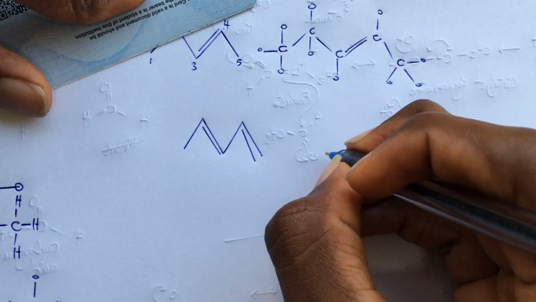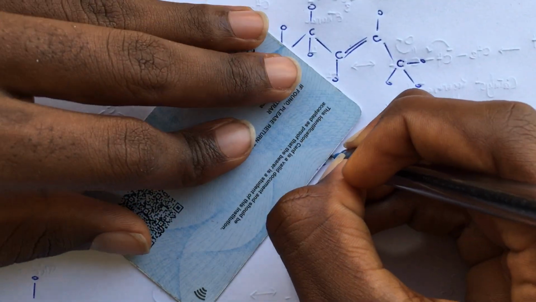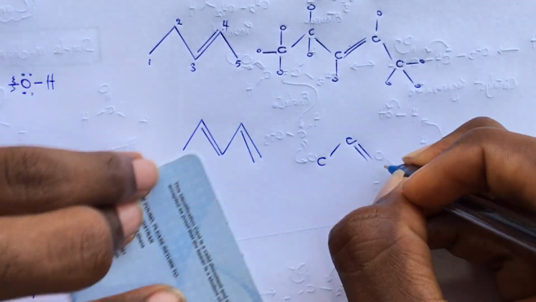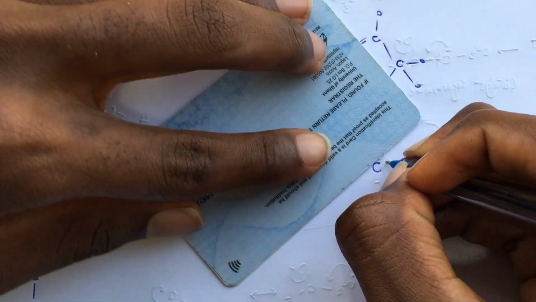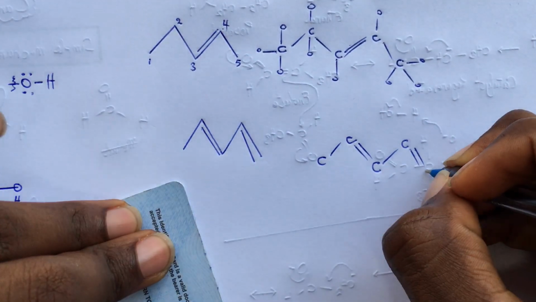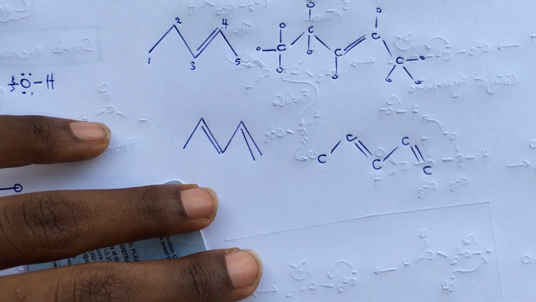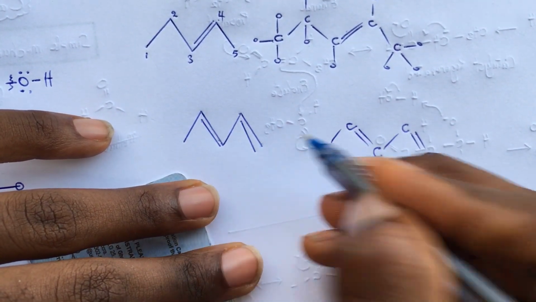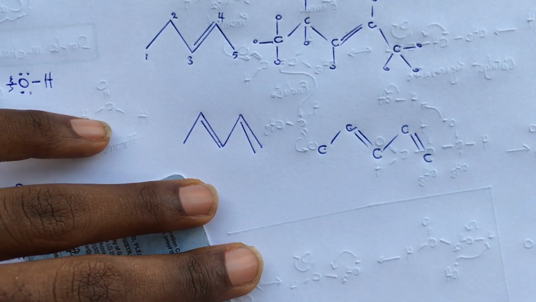If I want to redraw it, I write my carbon, carbon, and here there's a double bond, so 1, 2, carbon. Here there's a carbon, here there's 1, 2, then there's also carbon. You see, that's all, because here there's a carbon there. So 1, 2, 3, 4, 5. So 1, 2, 3, 4, 5, as you can see.